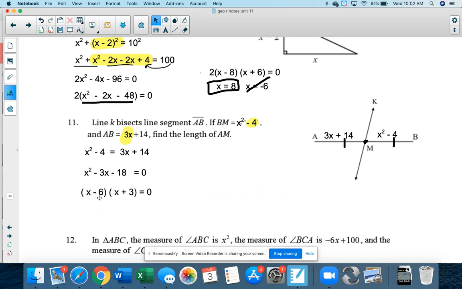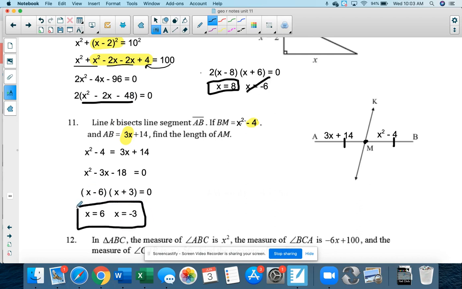Now I set each of these factors equal to 0. So I'm going to have x minus 6 equals 0, and that would result in x equal to 6. And x plus 3 equals 0, and that would give me x equals negative 3. Now you just have to be careful with that negative. When I plug in a negative, you're just checking. 3 times negative 3 is negative 9, plus 14 is 5. So that's okay. And then just check this side. Negative 3 squared is actually positive 9, and 9 minus 4 is 5. So both these answers work. So you are all set. You can keep them both. You're just checking to make sure that negative resulted in the length of the line being a positive, and it does.